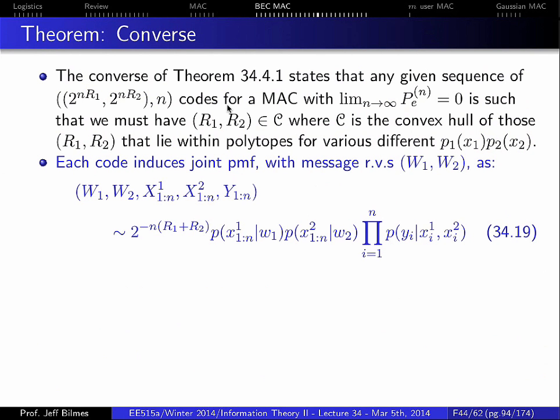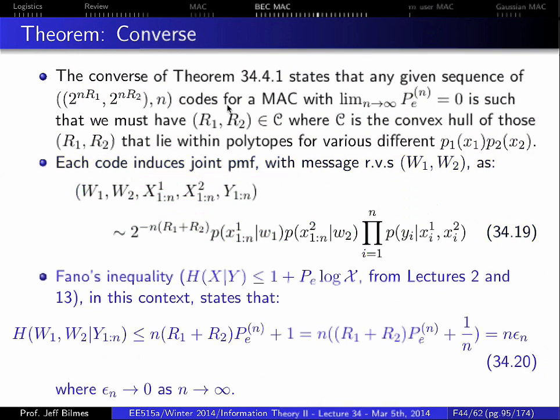So the first part is 2 to the negative n(R1 plus R2). Then we have these conditional distributions, which choose code words for each one of the W's. And then lastly, we have the channel. And that's the joint distribution over all of these guys. Now remember Fano's inequality? Fano's inequality lives. Many of these things involve this. Okay, well here's Fano's inequality.